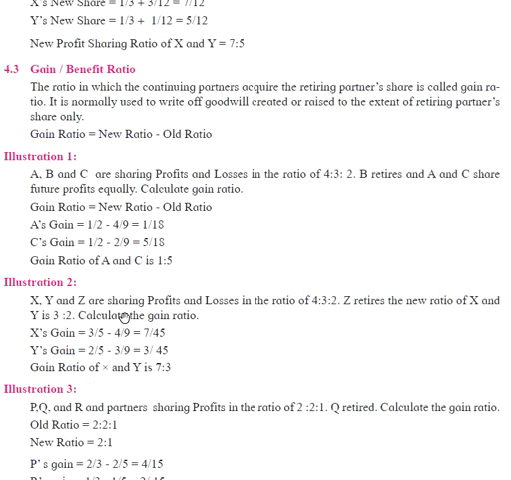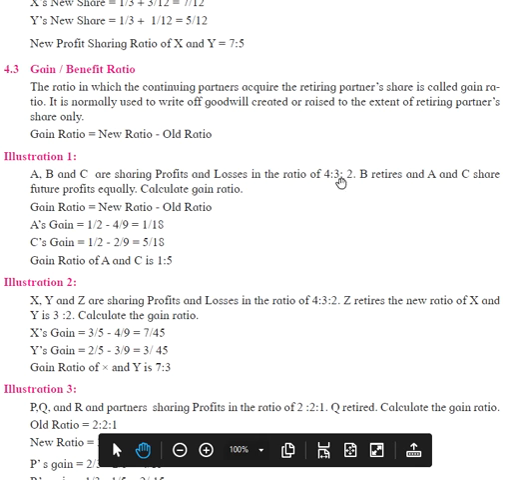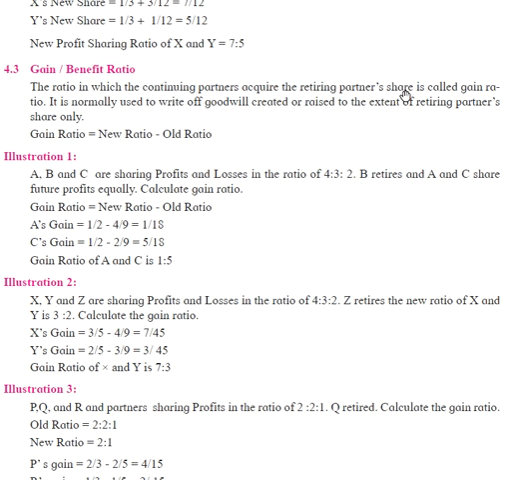Now we'll see the gain ratio. The ratio in which the continuing partners acquire the retiring partner's share is called the gain ratio. It is normally used to write off goodwill created or raised to the extent of the retiring partner's share only.